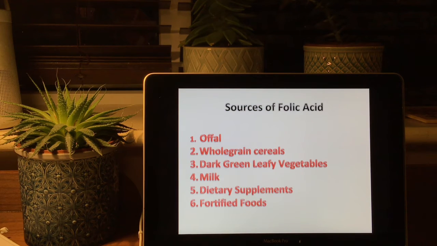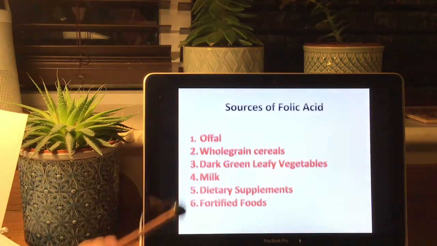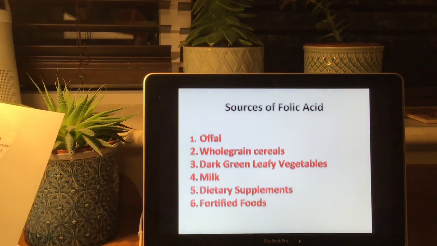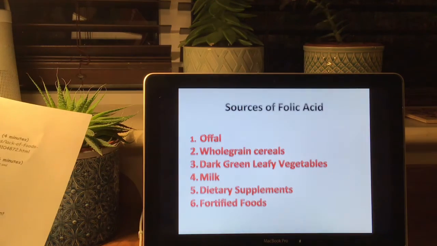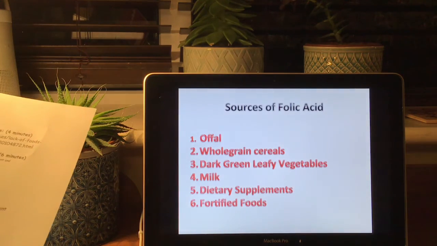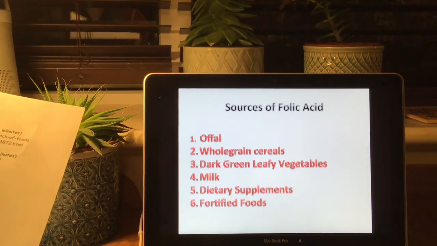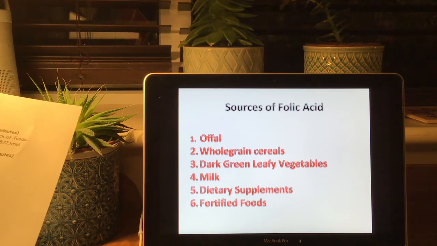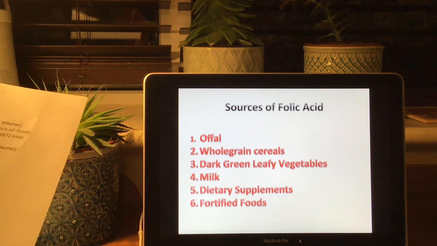Next, we look at the sources of folic acid. Offal, this is in order of importance, by the way. So offal is the number one source, and examples of offal would be, well, you tell me. But you can't, because I can't hear you. So I'll tell you it's liver and kidney. And then we've got whole grain cereals. Again, you give me examples of what they are. And what I would have said would be wheat germ and bran and wholemeal bread. When we're talking about dark green leafy vegetables, we are of course talking about broccoli, spinach, kale, cabbage.